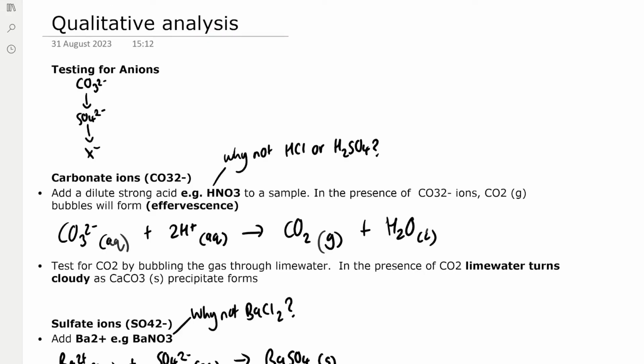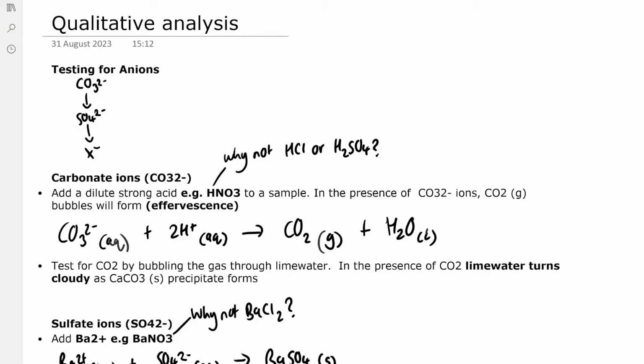This is how you test for ions present in samples so that we can identify the compounds present in samples. So we can test for anions, and the order that we test for anions in is we first test carbonate ions, we then test sulfate ions, and we then test halide ions or X-. And we do it in a specific order for a reason which I'll explain later.